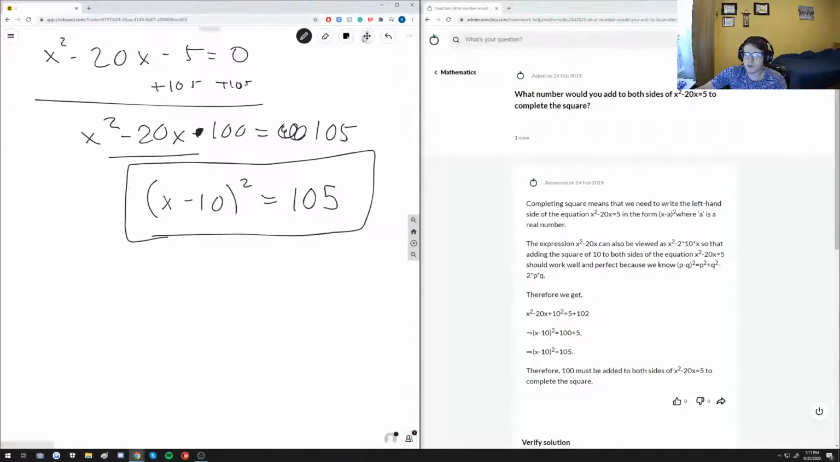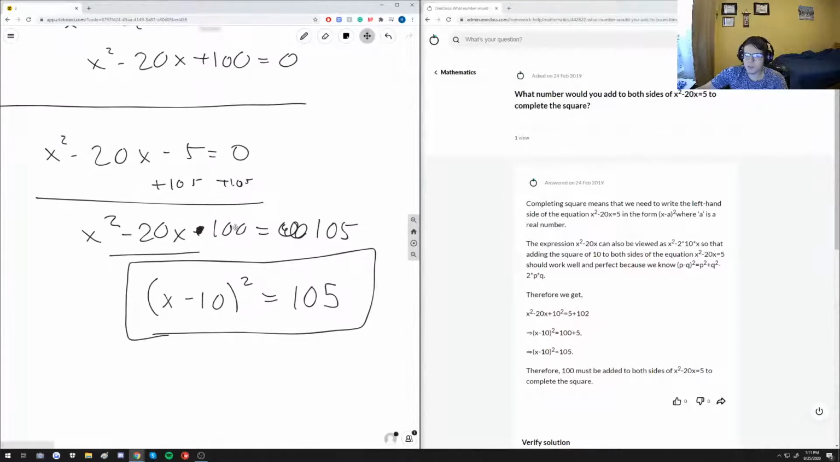By adding 105 on both sides, we get 100 on the left hand side and 105 on the right hand side, but we do end up completing the square here, which is the result.